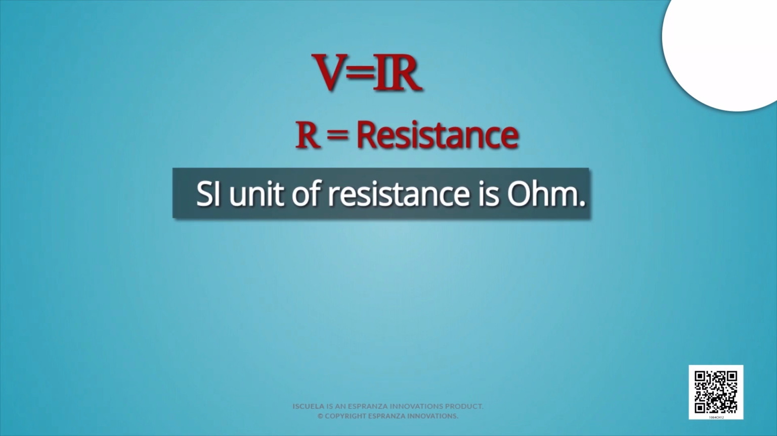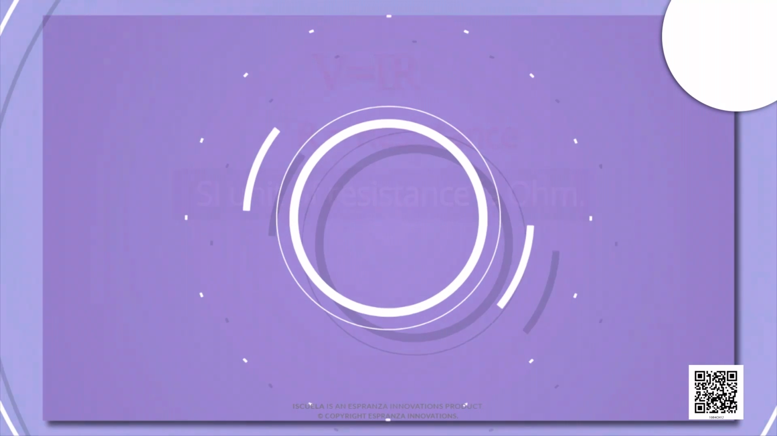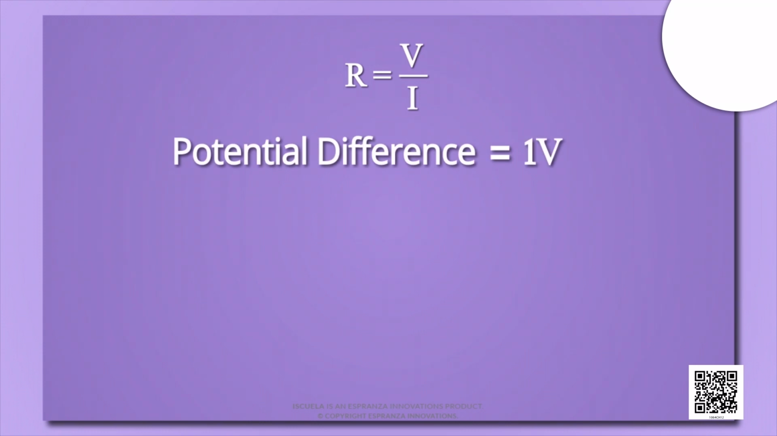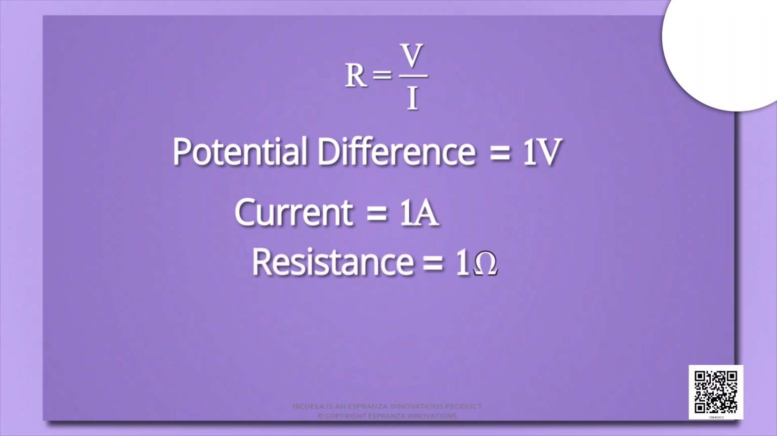The SI unit of resistance is ohm, which is represented by the Greek letter omega. According to Ohm's law, R is equal to V upon I. If the potential difference across the two ends of a conductor is 1 volt and the current through it is 1 ampere, then the resistance R of the conductor is 1 ohm.